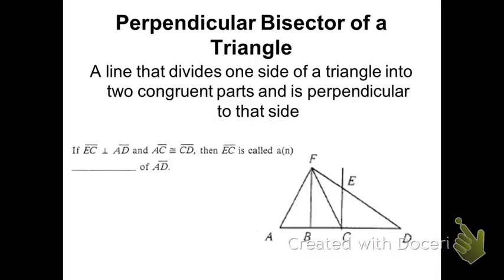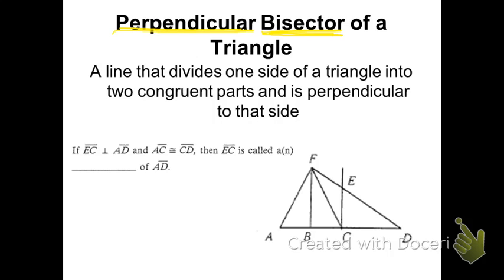So the first thing we're going to talk about is the perpendicular bisector of a triangle. Before you read anything else, just focus on the two words. Perpendicular, which means to intersect at a 90-degree angle, and a bisector, which means to cut something in half. So all a perpendicular bisector is, is that it cuts one side of a triangle in half and is also perpendicular to that side of the triangle. So again, let's read the definition: a line that divides one side of a triangle into two congruent parts and is perpendicular to that side. So, pretty much what I just said.